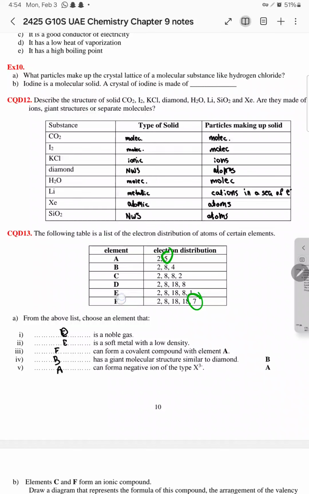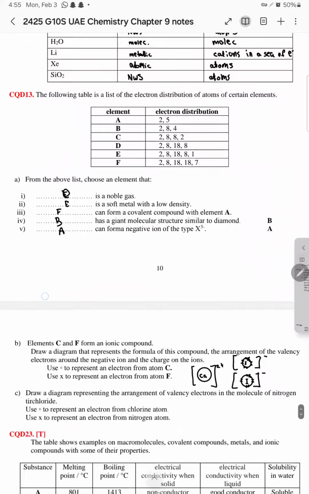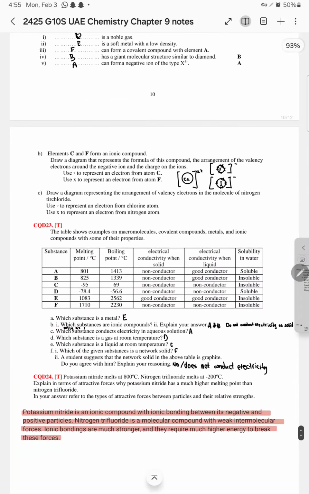Now, which of the following has a giant molecular structure similar to diamond? Basically they're asking you which of the following is in group 4, because we know network solids only form from group 4 elements, and the only one that ends with 4, which means it's in group 4, is B. Now, which of the following forms negative ions, which means which is a non-metal, but they want 3-. So it has to be in group 5, of course, to form 3-. So that's A.